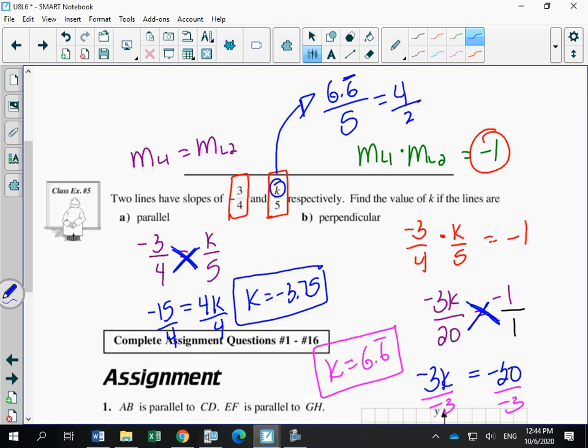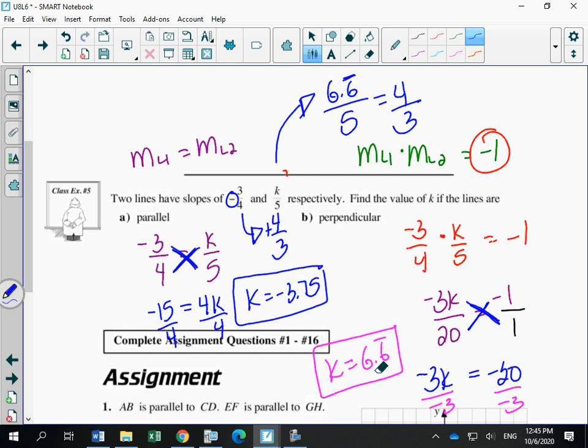Okay, so let's see if that makes sense. The first slope was -3/4, right? If I said what's perpendicular to that, you would give me the negative inverse. So the inverse of 3 over 4 is 4 over 3. And if this guy is negative, this guy is positive. So the perpendicular slope to -3/4 is 4 over 3. And that's exactly what I got when I get a k value of 6.6.